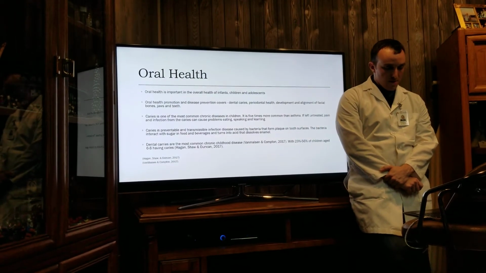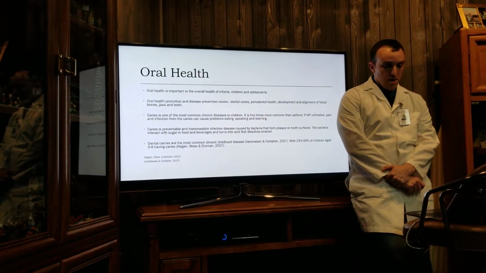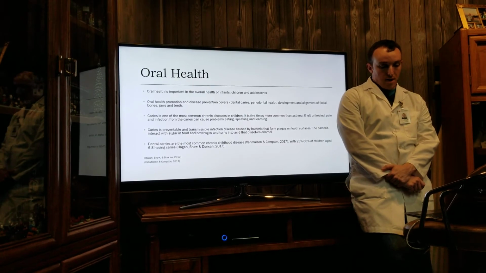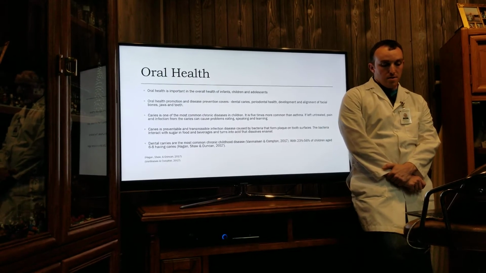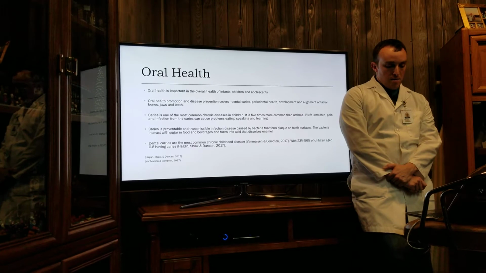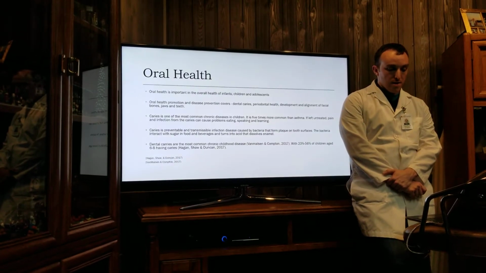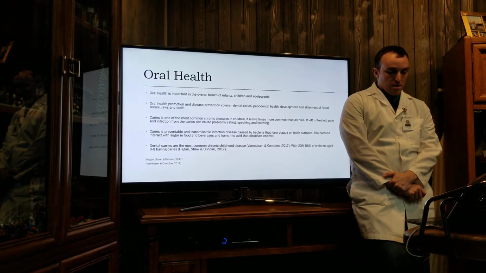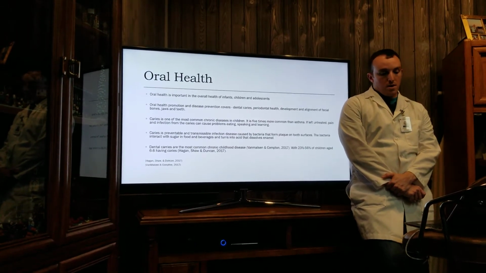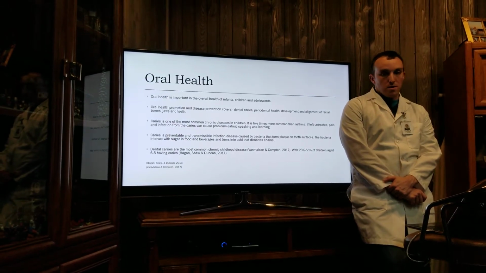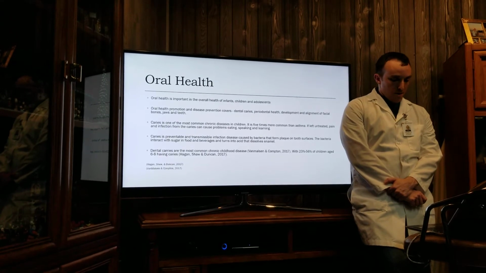Caries is one of the most common chronic diseases in children. It is 5 times more common than asthma. If left untreated, pain and infection from the caries can cause problems eating, speaking, and learning, and can cause developmental delays in children. Children may miss school and miss out on learning.